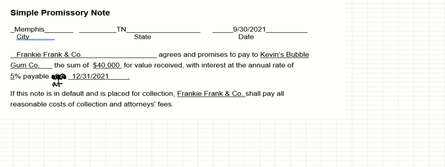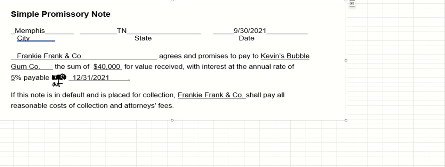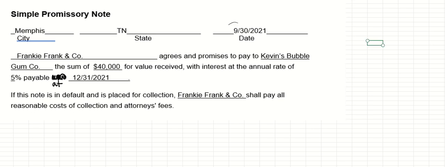You can see here I have the city and state. I just made that up. And you have a date here, September 30th, 2021. This date is an issuance date. So this is the date of when the promissory note was issued between the lender and the borrower.